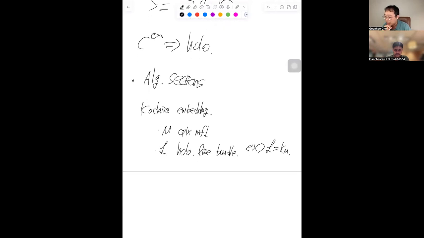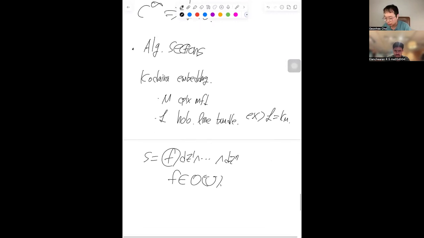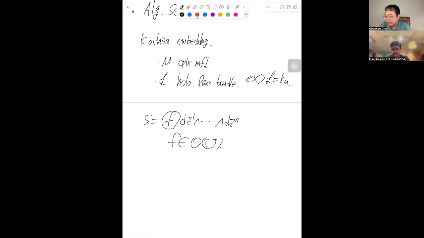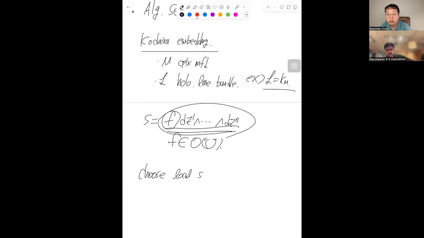In such a case, a section behaves like dz1 wedge through dzn, times a function. And because it's a holomorphic line bundle, we just require this function to be holomorphic. That's all. This is a concrete shape of the holomorphic local section for this example. Hopefully this gives some good intuition. Then what the Kodaira embedding does is just choose local sections, which in the case of the canonical line bundle should be of this form.